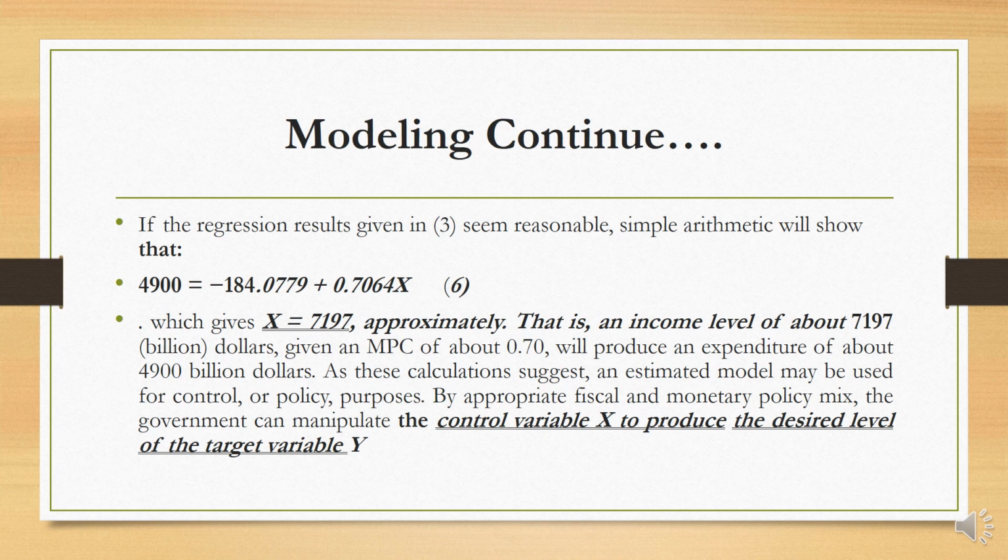By manipulating equation 6, we get the value of x, $7,197 billion, which, given an MPC of about 0.7, will produce an expenditure of about $4,900 billion. As these calculations suggest, an estimated model may be used for control or policy purposes. By an appropriate fiscal and monetary mix, the government can manipulate the control variable x to produce the desired level of the target variable y.